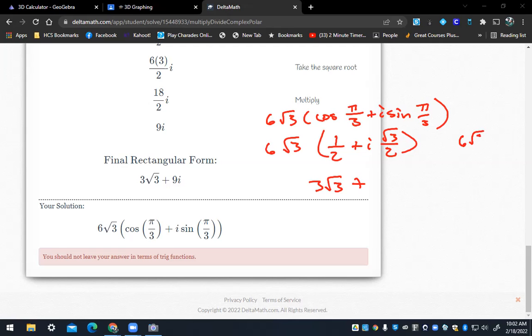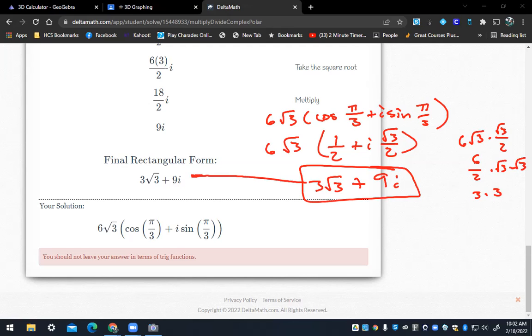Basically, if you do 6√3 times √3 over 2, what you're going to have is 6 over 2 times √3 times √3. 6 over 2 is 3. √3 times √3 is 3. So the answer is 9. Hey, that's how they got that. See, I told y'all it wasn't that bad. Wow. We've done way worse. All right.